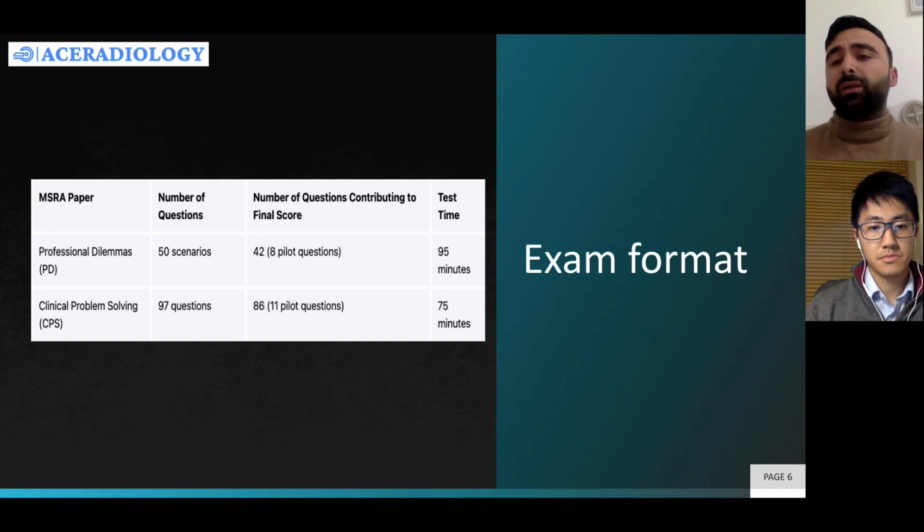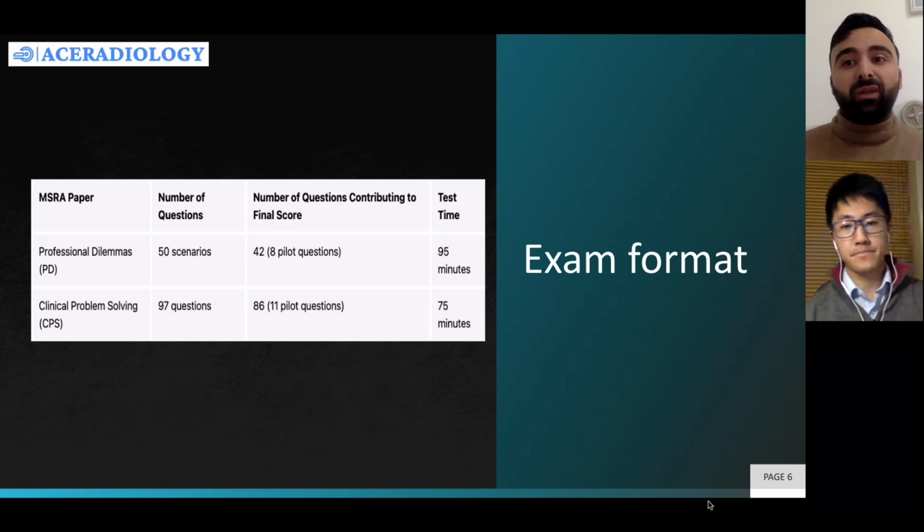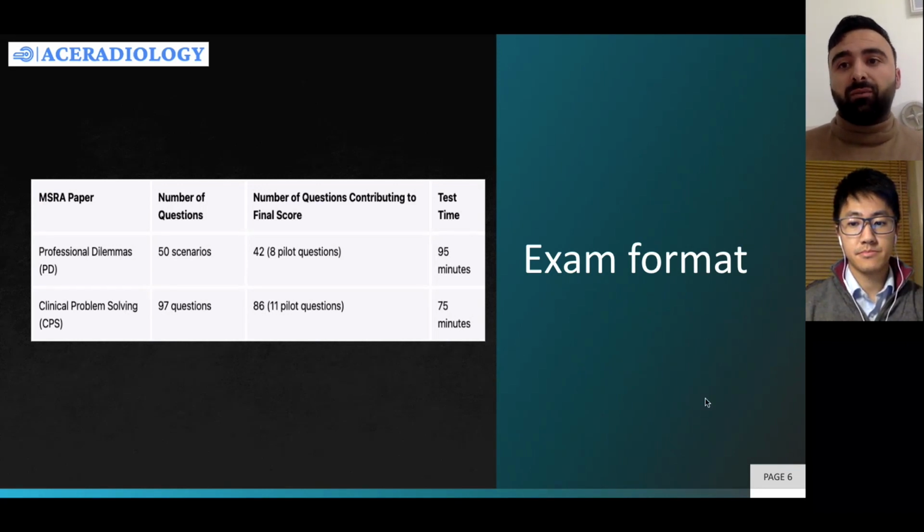Following that, you've got the clinical problem solving part of the exam, which is made up of 97 questions. And from the 97, 86 are actually used to score, with 11 being pilot questions again for following years. And you have around 75 minutes, so considerably less time to answer all 97 questions. So it can be quite stressful, so it's very important to start revising early on.